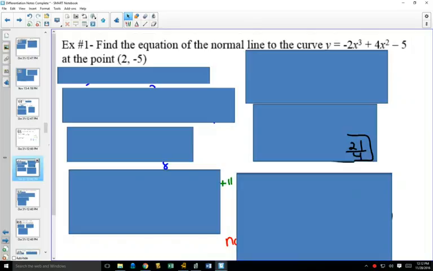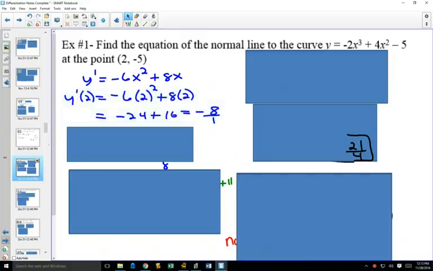So the process of finding the equation of a normal line is almost identical to the process of finding the equation of a tangent line. We just have one extra step. We're going to find our derivative, same thing that we did before. Once we have our derivative, we're going to plug in the x value to find out what the slope of that tangent line is at that particular point.